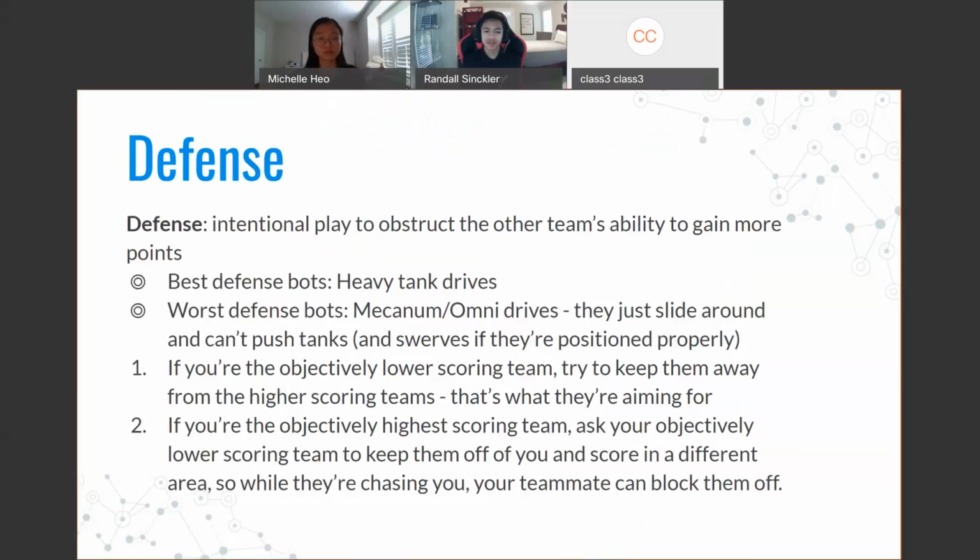So, speaking of defense, defense is pretty much a play style where you're trying to obstruct the other team's ability to score points. Defense robots are commonly seen in a lot of FRC matches, and usually robots with powerful drivetrains that either specialize in defense or are the objectively lower scoring robot are sent to the opposing alliance's side to block off their opponents. If you're trying to find out who to send to defend, you have to keep in mind how the robot was built and how sturdy it is.